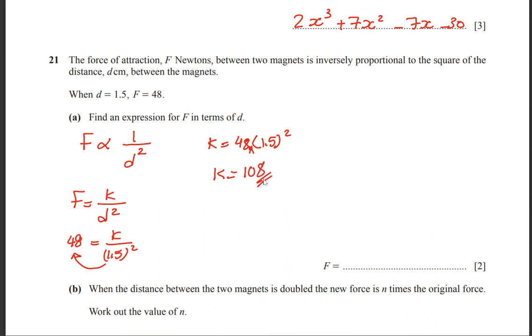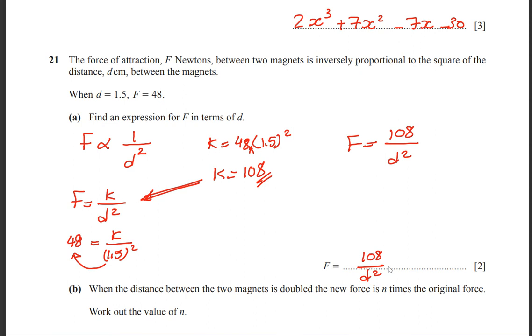Then go back and put it in this equation. So it will be F equal 108 over d square like this. And this will be the final answer.